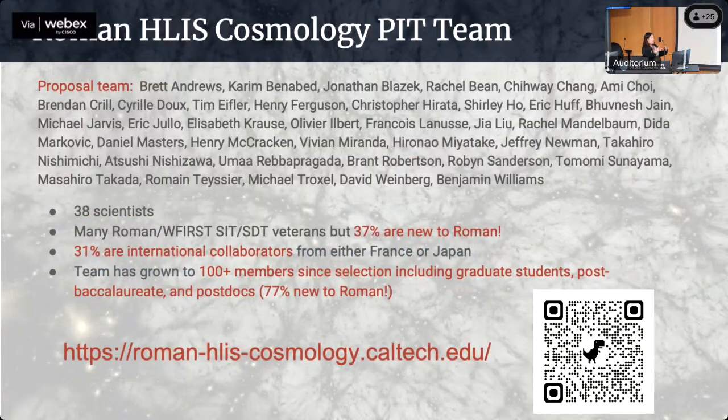All right, so just a quick look at what our proposal team looks like. 38 scientists, but many of them are actually new to Roman. We do have international collaborators from France and Japan, and we've grown a lot in the last year. We have a lot of graduate students and even some post-baccalaureate researchers and postdocs. Here's our website, so please go there for more information.